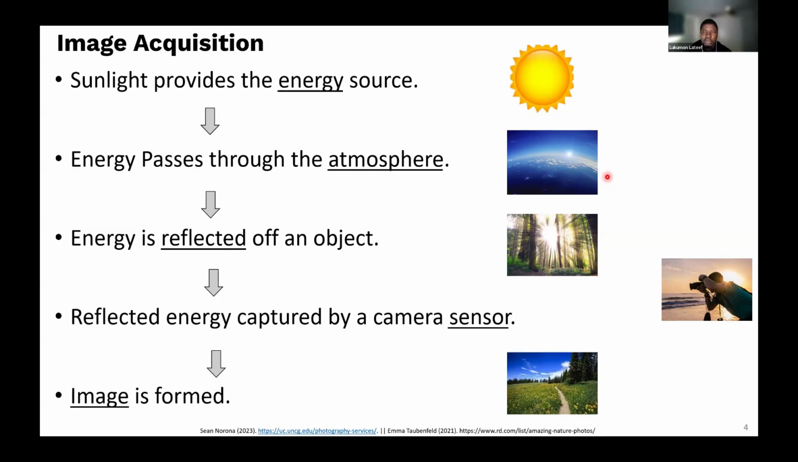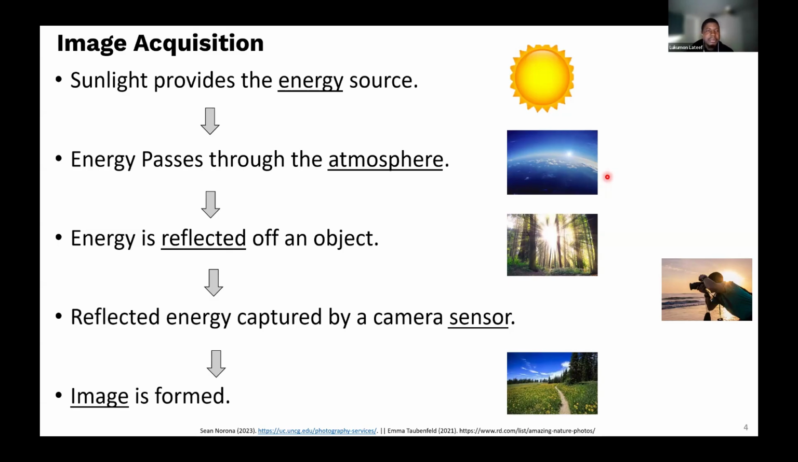So you have the energy source, most times from the sun, the natural source. It passes through the atmosphere. It shines on an object. Part of the energy is reflected back to the atmosphere. And the sensor captures the reflected energy, which is converted to a digital image. So this is the background for our discussion.